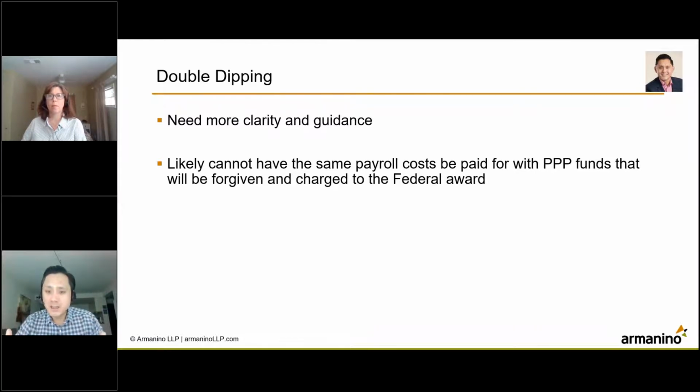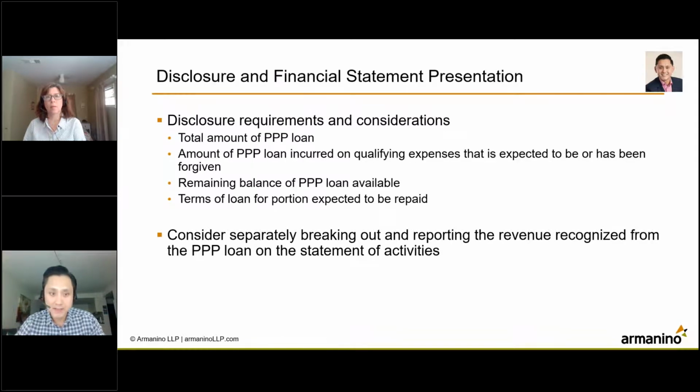But just based on our understanding of how the government operates, when we look at the language in the uniform guidance, if we look at the intent and the spirit of the PPP program, just through our initial conversations and dialogue with the federal agencies, we're of the position that you likely can't have the same payroll costs be paid for with PPP funds that will be forgiven and also charged through to the federal award. That's basically because the government doesn't want to pay for the same cost twice, right? But there's still a lot of questions that remain.